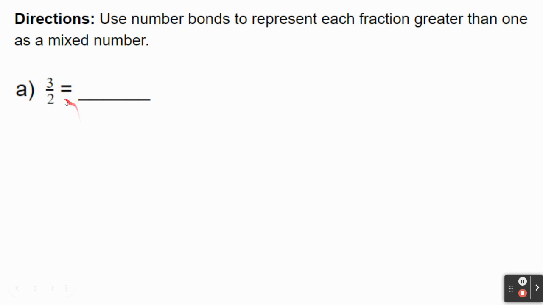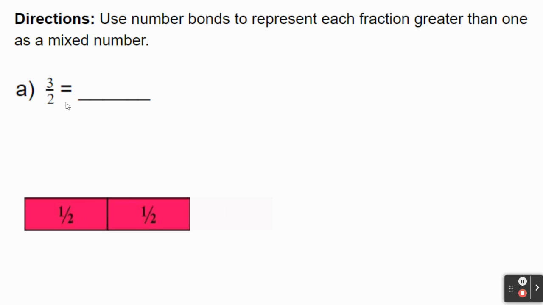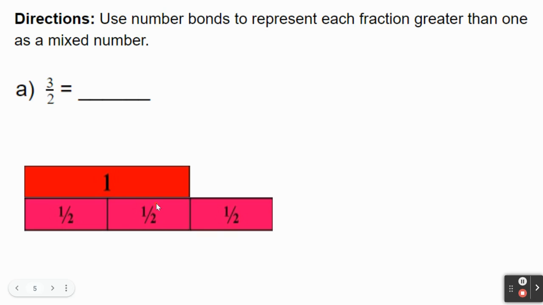First here we have 3 halves, or 3 over 2. So if we have 3 halves, we're going to represent this with having 3 1/2 size fraction bars. We can see that here. We can put 1 whole above it to rewrite this as a mixed number. So if we look, we can see that 2 halves together makes up 1 whole, and we have 1/2 left over. So that means that 3 halves is equivalent to 1 and 1/2. Well, let's try doing this with number bonds.